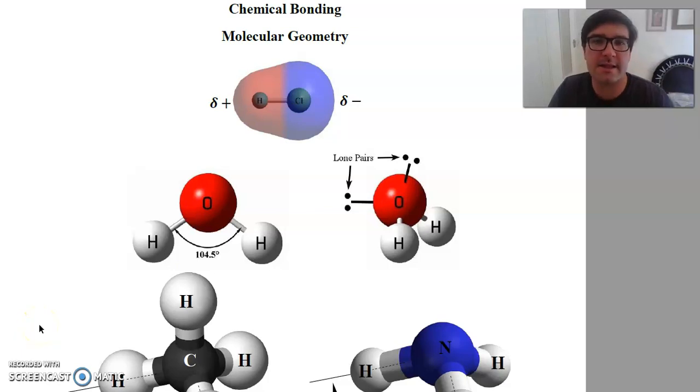Hi guys, so this is lesson 1 of chemical bonding and molecular geometry. Now up to page 26 should to a large degree be familiar due to the work we've done last year.